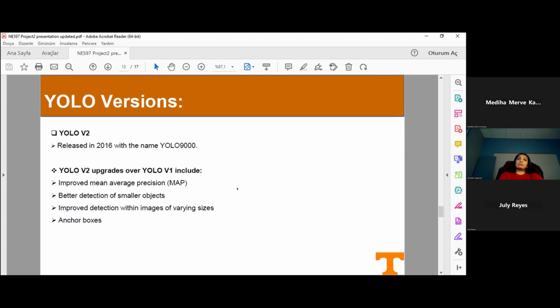And lastly, anchor box. An anchor box is a type of bounding box, a specific bounding box. It provides a single framework for classification and the prediction of bounding boxes. Anchor boxes are designed for specific datasets using k-means clustering.